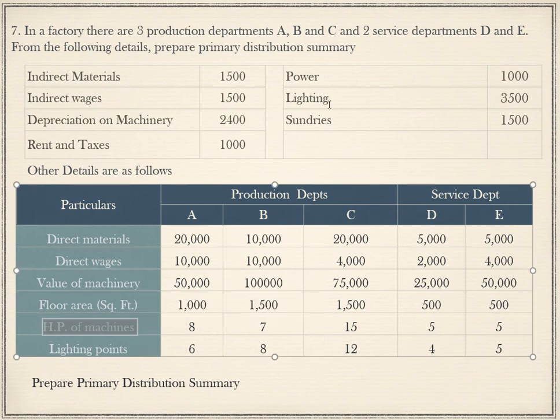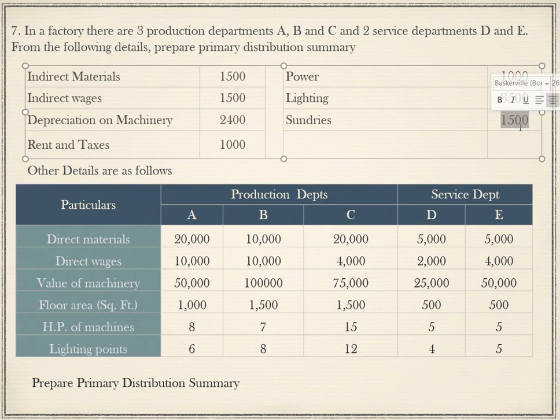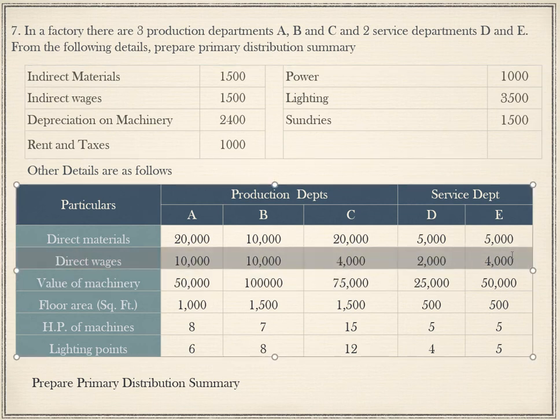Next one is lighting, 3500. The basis for this is number of light points in each department. The last one is sundries, 1500. The basis of apportionment of 1500 is actually direct wages, right? Which you can see here, the details regarding the direct wages.